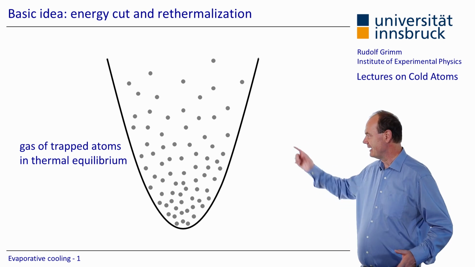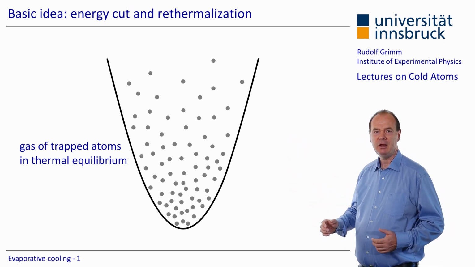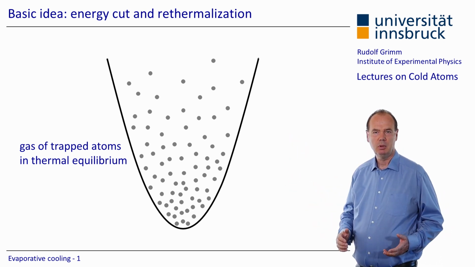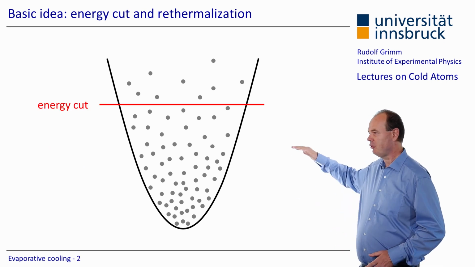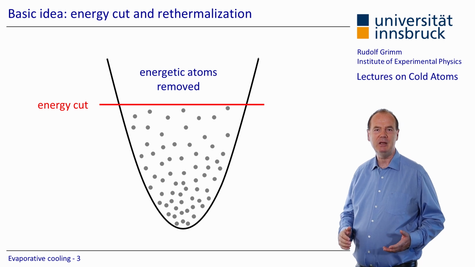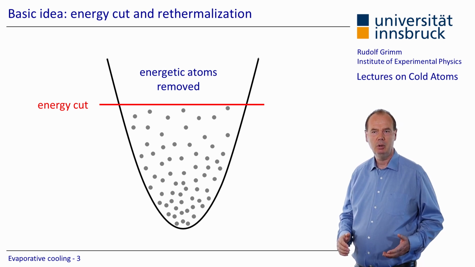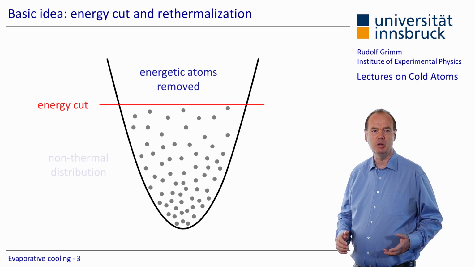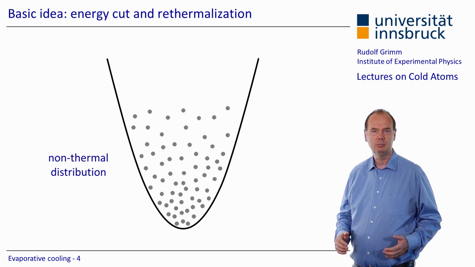Let's start with a gas of trapped atoms in thermal equilibrium. Now we apply an energy cut. That means we remove all atoms with energies exceeding a certain threshold. This obviously results in a non-thermal distribution.